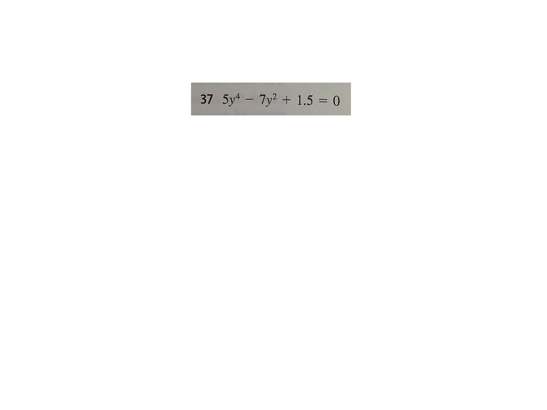Number 37. Okay, so now you have another y to the fourth, but you also see this 1.5. Let's just multiply everything by 10. If we multiply everything by 10, that decimal goes away. So we have 50y to the fourth minus 70y squared plus 15 equals 0. Makes it a little bit different, but try to figure this out, okay?